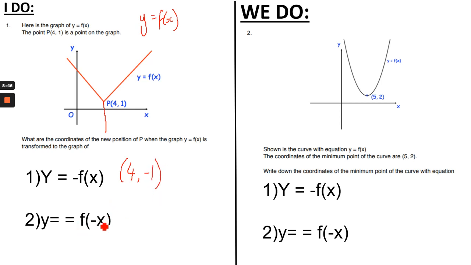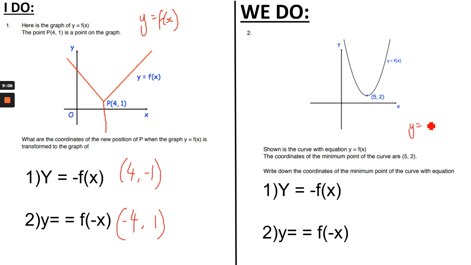Now, in this example, all of the x coordinates are getting reversed, so the y coordinate stays the same. We're not changing the y coordinate, but all of the x coordinates are getting reversed, so we're going to have minus 4, 1. Okay, pause the video and attempt the question on the right-hand side.